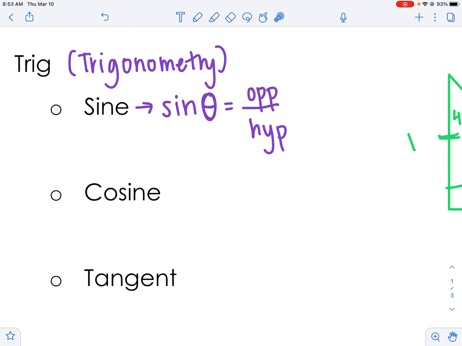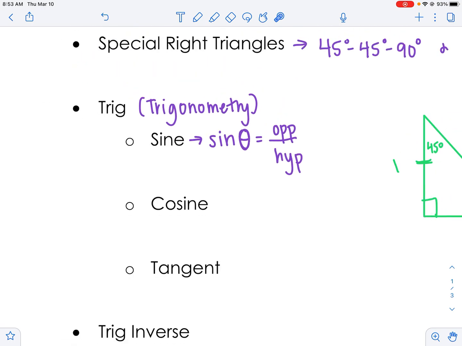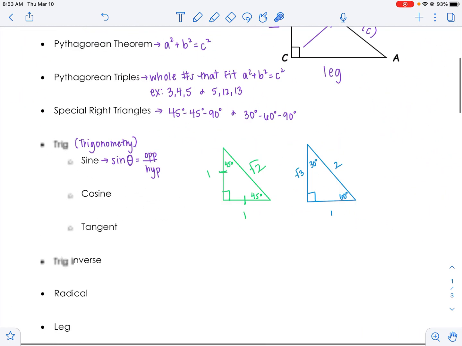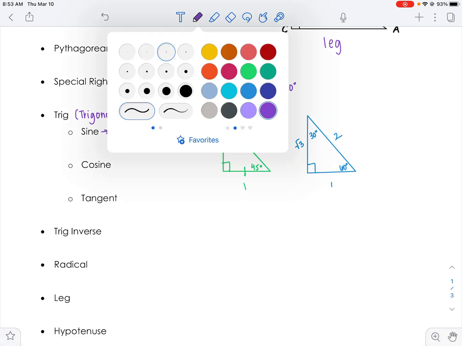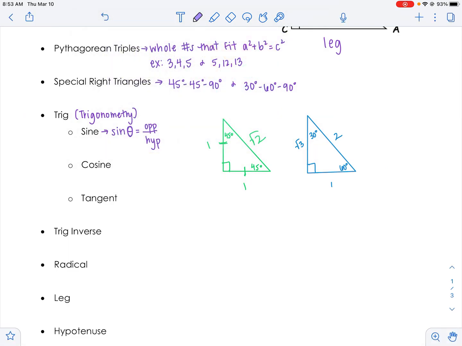Now, theta just means an angle. We're talking about triangles, so we're going to have some angles in there. And so sine of theta would be sine of my angle equals opposite over hypotenuse, and then the calculator is going to do the work for you. So here's kind of what that would look like. I'm just going to sketch out a triangle down here.